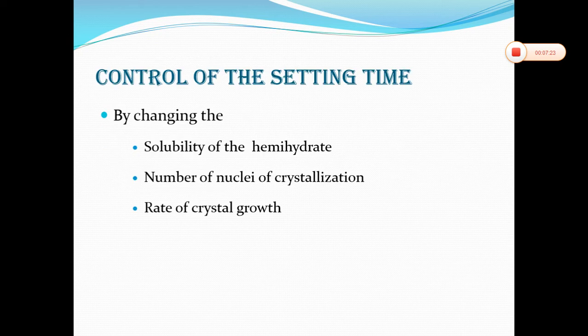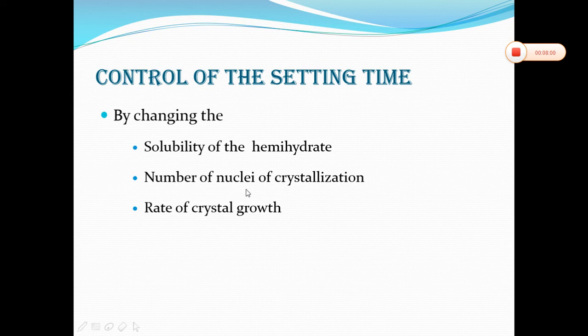Okay, control of setting time. So how can you control the setting time? When the hemihydrate powder is dissolved into water and becomes dihydrate, how can you control the setting? This depends on three factors. One is solubility of hemihydrate. As hemihydrate particles dissolve faster and more into the water, the faster will be the dihydrate particle formation. So the more the solubility, the faster will be the set.